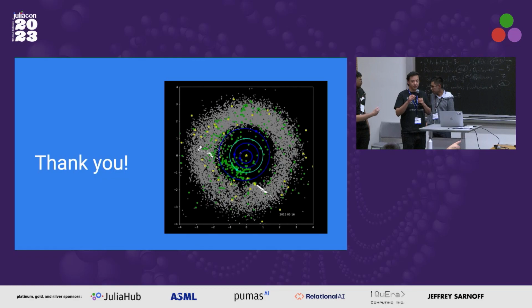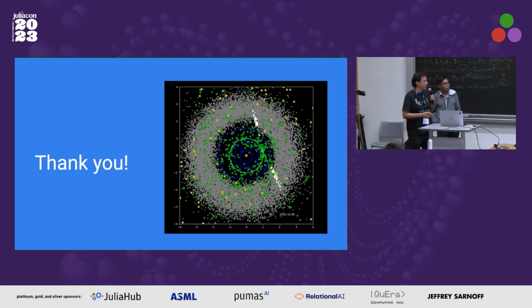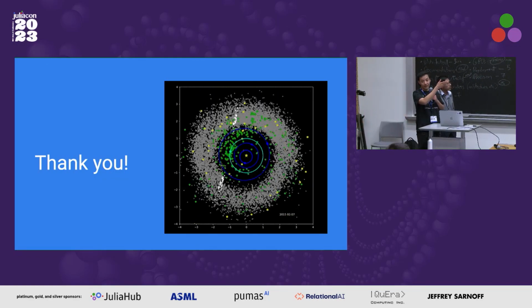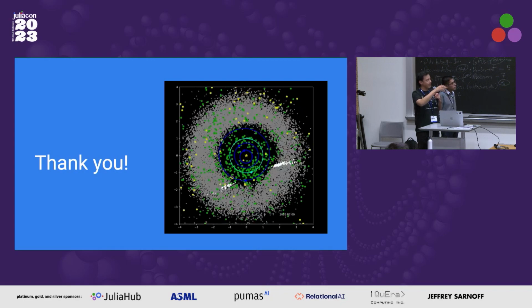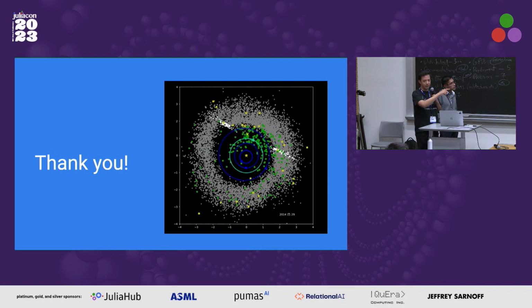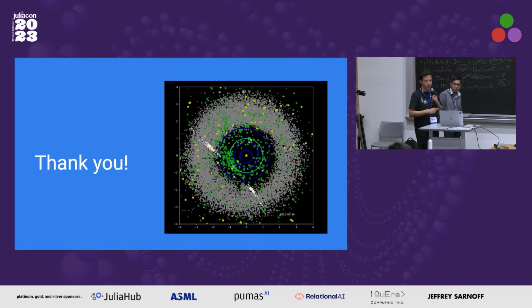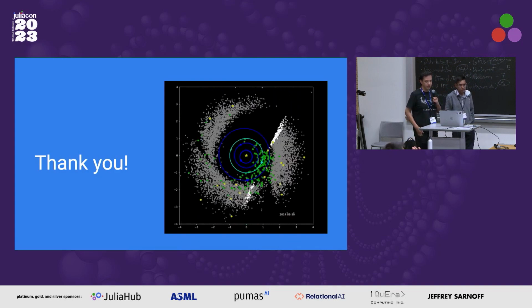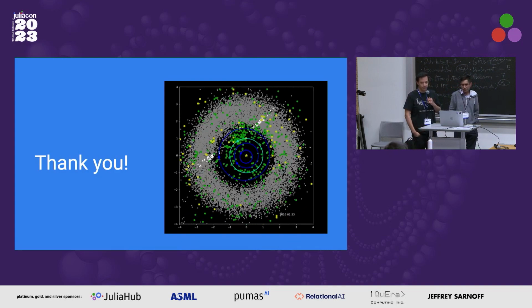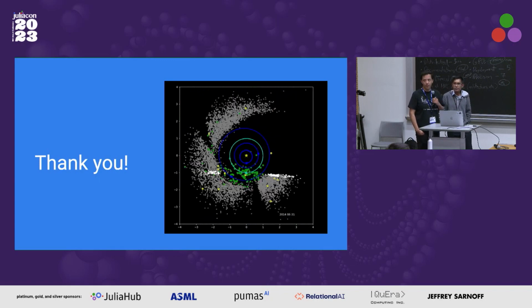Yeah, the question is, what is the white line? That's the line of sight to the newly discovered objects at that point in time. Yeah, exactly.